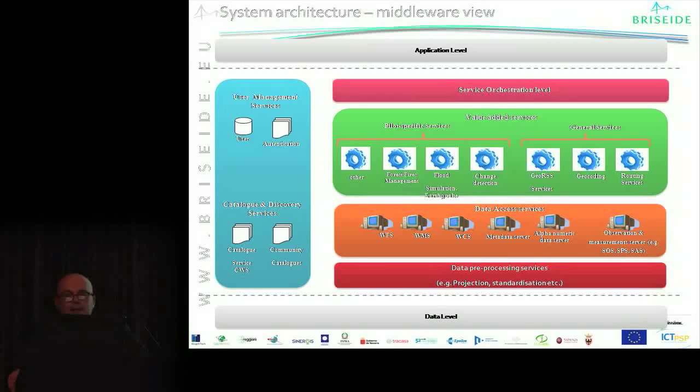Just a bit more in detail, exploiting the middleware level, you can see that we are considering the red box, data preprocessing services, fundamental for ingestion of data, so the use of existing spatial data infrastructure, and for reprojection of the data. The data access service layer, the orange one, is provided by the use of OGC standards, so WFS, WFS-T, WMS, WCS, and also a metadata server or other kinds of server, such as an alphanumerical data server or a server of data coming from sensors.